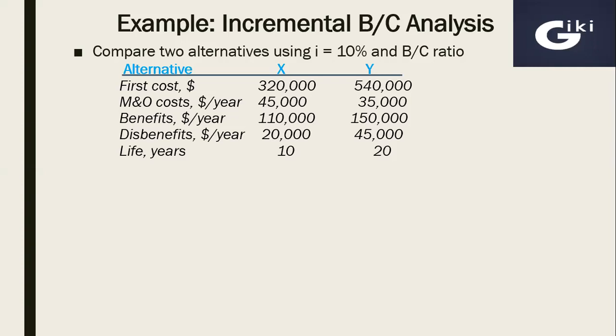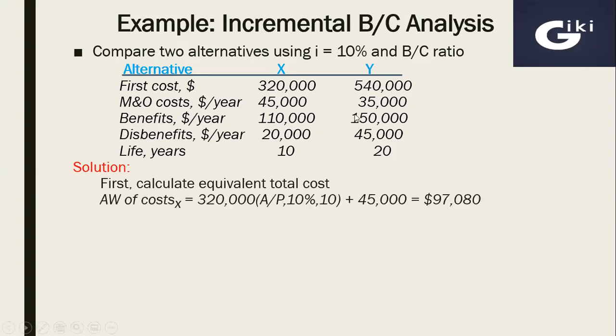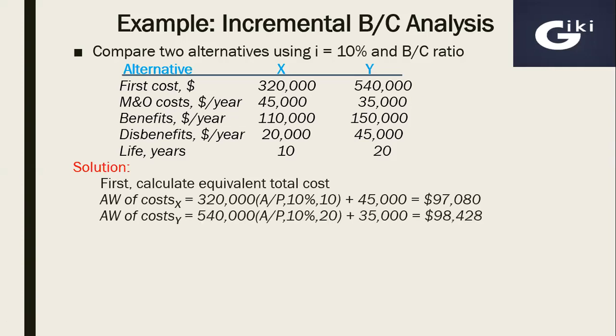Now we need to compare them on the basis of B over C ratio. So here is the solution. First, we need to calculate equivalent total cost on the basis of first cost and annual cost. So we need to convert the initial cost in terms of annual worth. We'll calculate the annual worth of 320 and 540 respectively and add 45 and 35 to get the equivalent total cost of both options. So the equivalent total cost of X will be 320,000 times the A over P factor for 10% and 10 years, plus 45,000. That would be equal to $97,080.